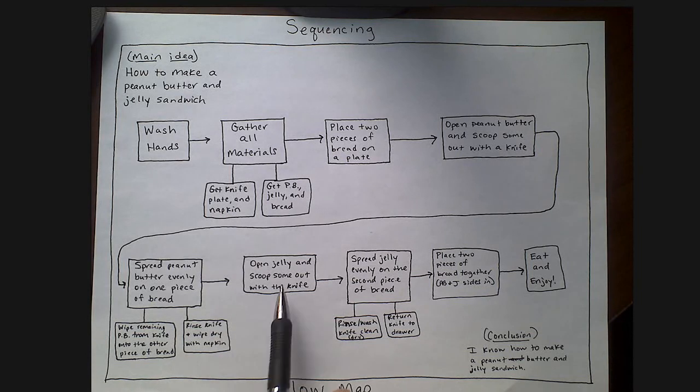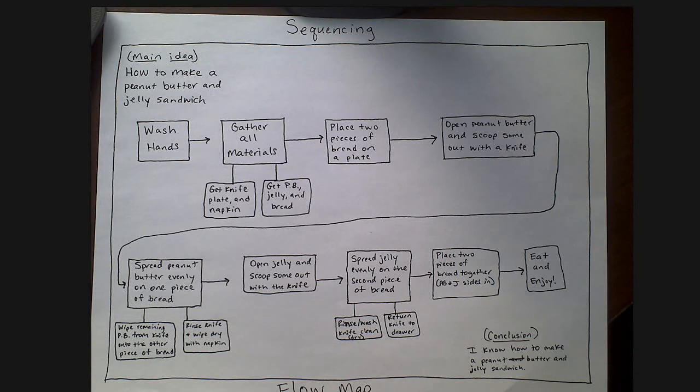Then we're going to open the jelly and scoop some out with a knife. Spread the jelly evenly on the second piece of bread. Again, some subtopics here because we want to make sure to rinse or wash that knife clean, get it dry, return it to the knife drawer. Then over here we're going to place those two pieces of bread together, peanut butter and jelly sides in, and lastly, of course, we're going to eat and enjoy it.